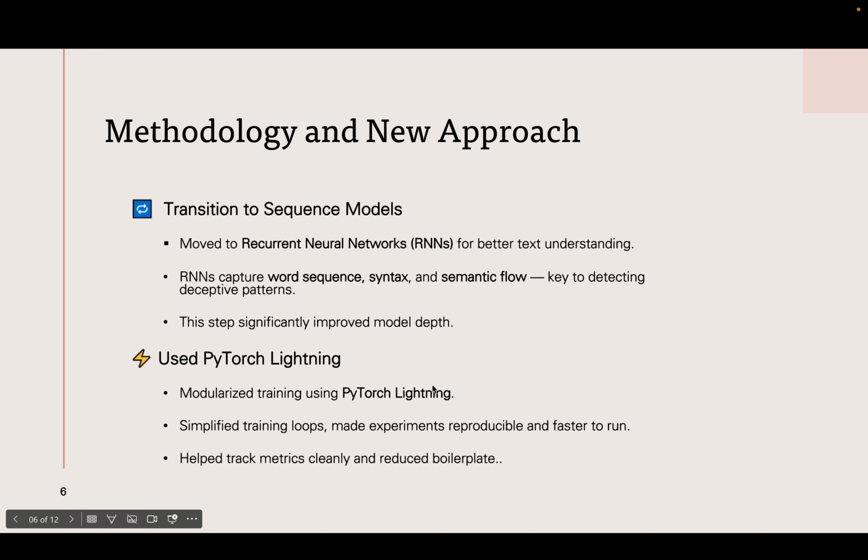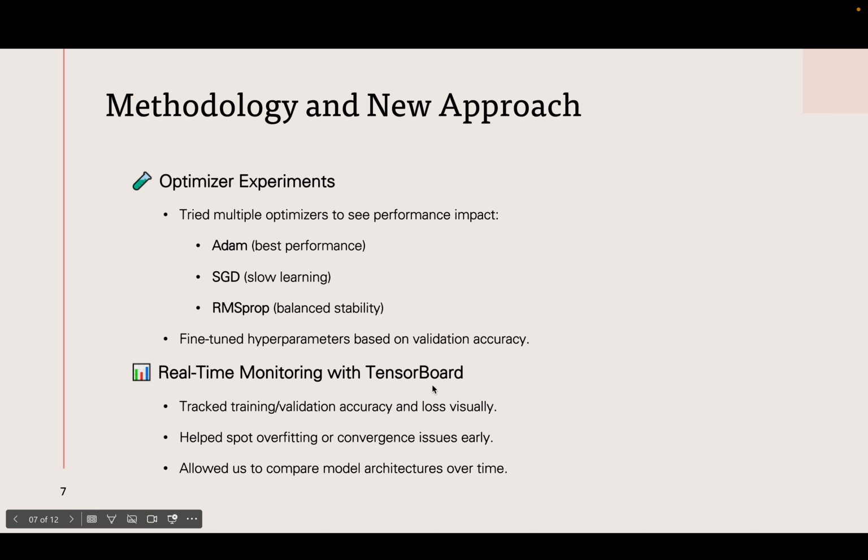To streamline development and make experimentation more efficient, we use PyTorch Lightning. This framework allowed us to separate the model logic from the training process and run multiple experiments cleanly. We also use TensorBoard for tracking model performance, monitoring loss and accuracy in real time during training and validation phases.